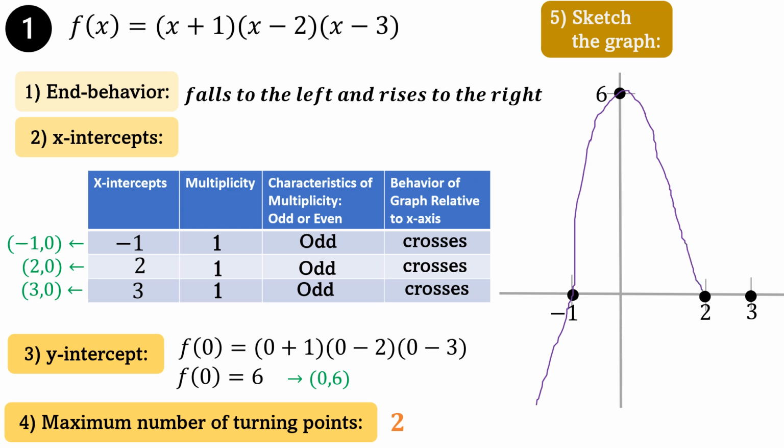Then when it is at (2, 0), it crosses the x-axis, going down and going up again, reaching (3, 0), which is the other x-intercept. And the behavior of the graph, as it reaches (3, 0), is that it will cross the x-axis again, going up. There you go. So that is the sketch of the graph of the function given in number 1. The actual number of turning points here is 2.